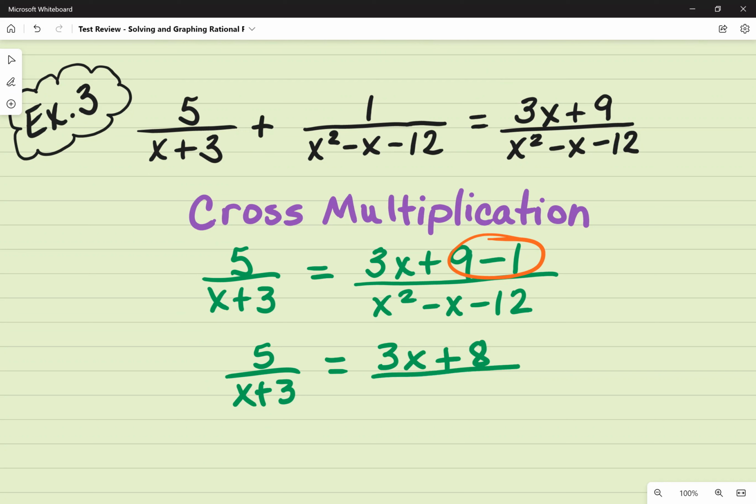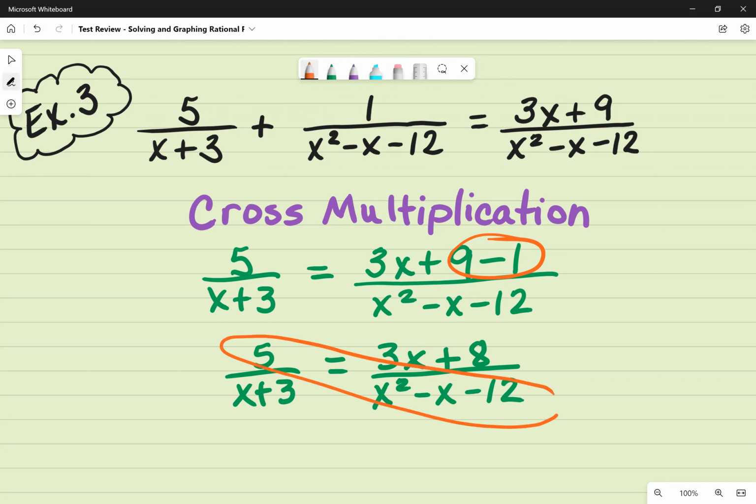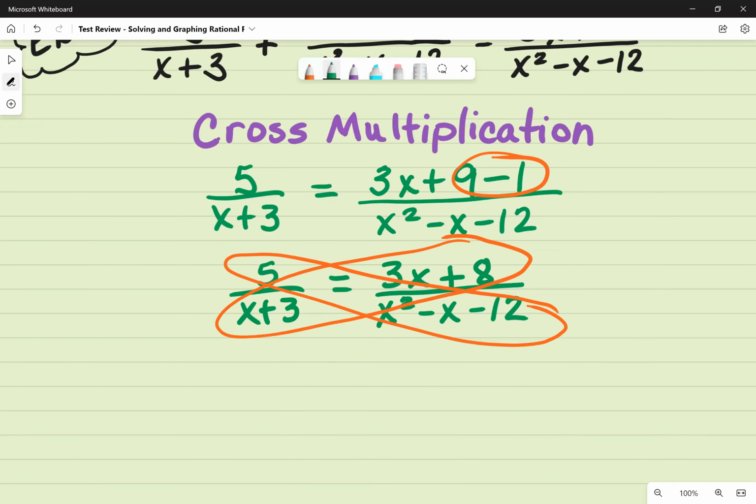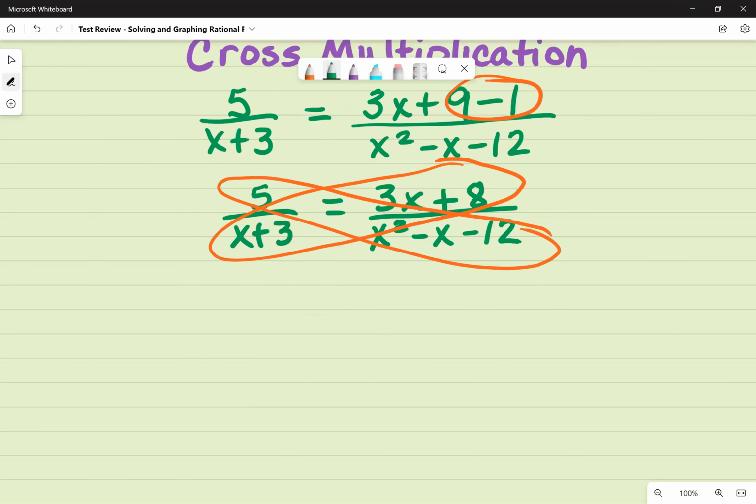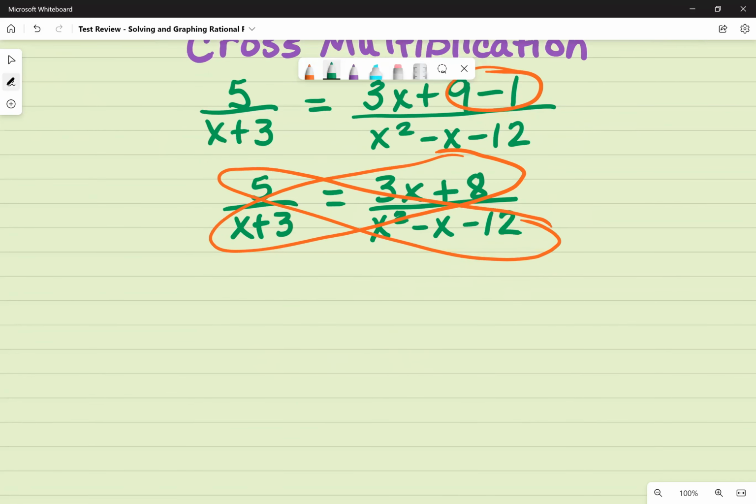I'm not going to put this in factored form yet. You don't want to put it in factored form if you're going to cross multiply. You want to do that after the fact. All right, so now I am going to actually cross multiply like I did a few minutes ago. And this is not the butterfly. This is just cross multiplying. So I don't have to multiply the bottom when there's an equal sign in between.